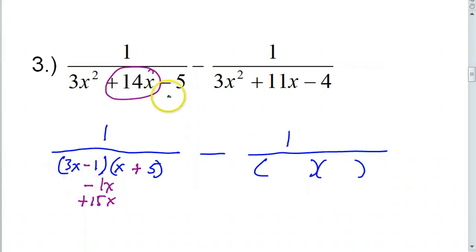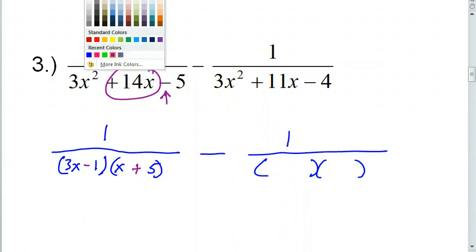All right, I also have to check to make sure I'm getting -5. Negative times positive is a negative. So that's how you factor that. Any questions right there so far? Okay, so we factored it right. Now let's look at the other one, do the same thing.